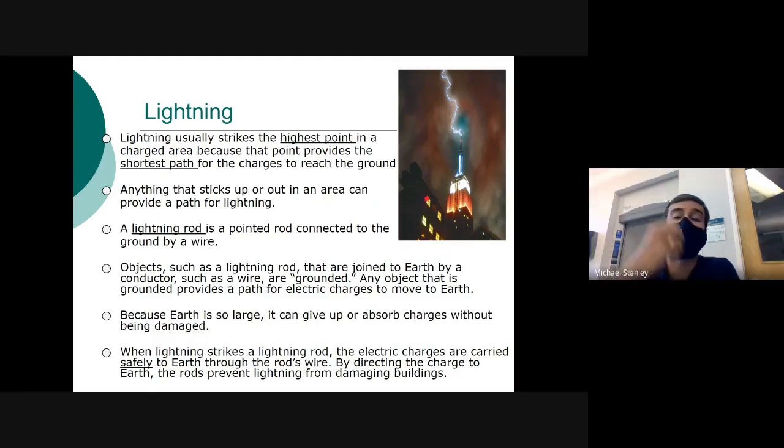So that's how, even though tall buildings are more likely to get struck by lightning, we can prevent them from getting damaged by the lightning by giving those electric charges an easy way to reach the ground that doesn't involve going through a building.